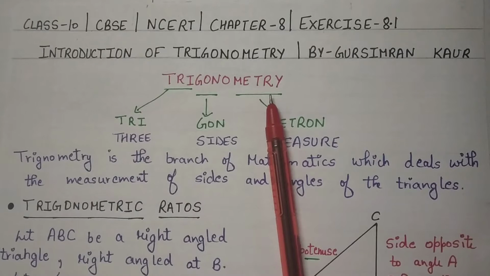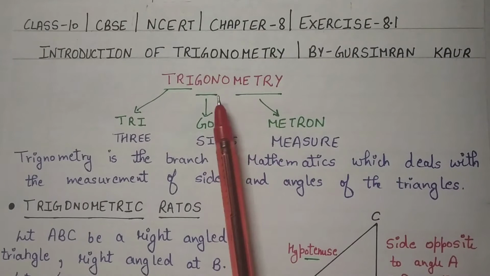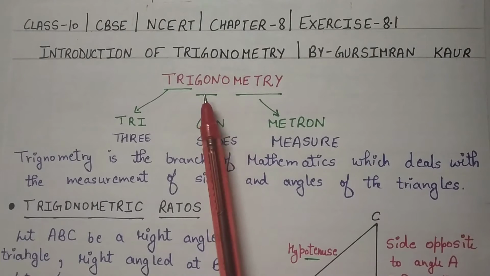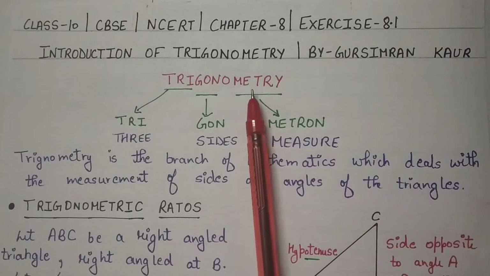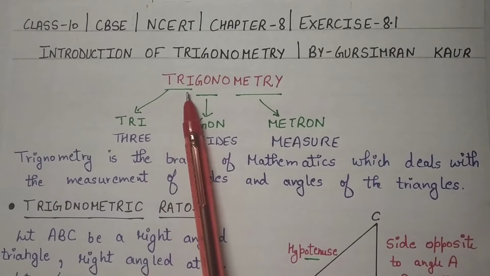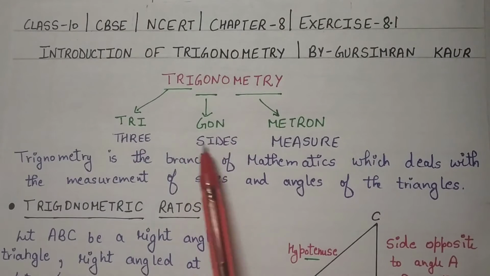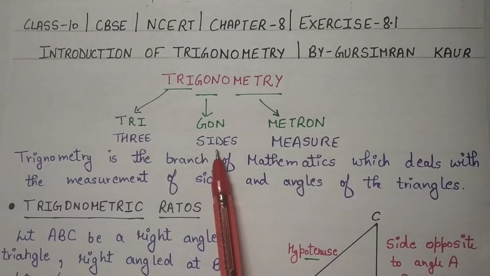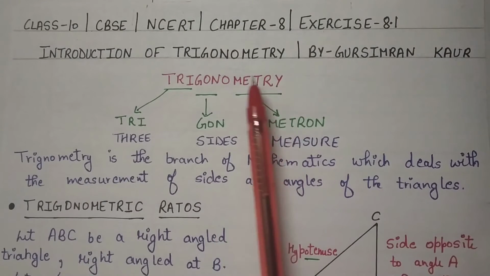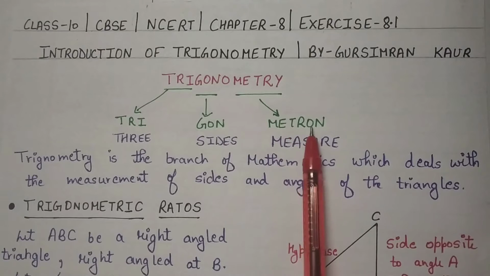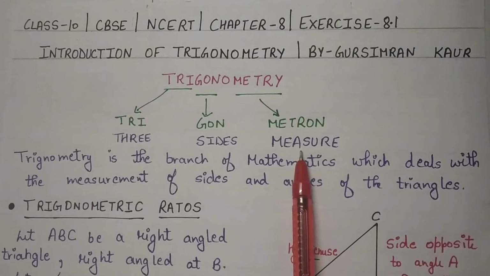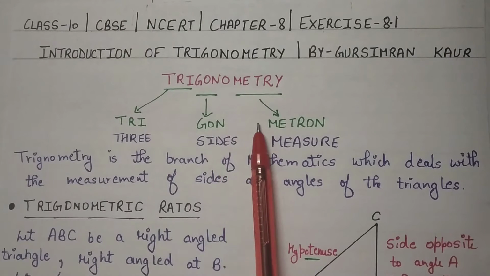In this video, I'm starting with the trigonometry chapter 8 of class 10th CBSE. Now, what is trigonometry? The name itself is divided into three parts. Tri means three, gon means sides, and metri comes from the Greek word metron, which means measure. Three sides measure means it is related to triangles, which have three sides.